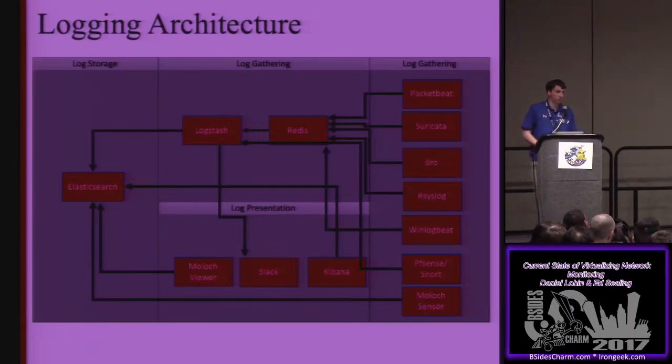Finally, Elasticsearch is where everything is stored. That's sitting on a single VM. It's given 32 gigs of resources, which is pretty big. And then Kibana is the tool that you use to view information out of it.